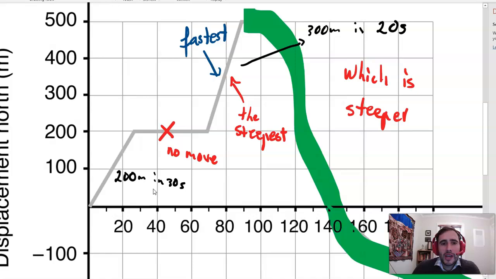So just by looking at it, you can say it's the fastest. You could break it down mathematically and say, well, at this stage, they're covering more displacement, I shouldn't say distance, in a smaller amount of time. So therefore it's a steeper line. Therefore they are faster here, okay? And they are slower here.